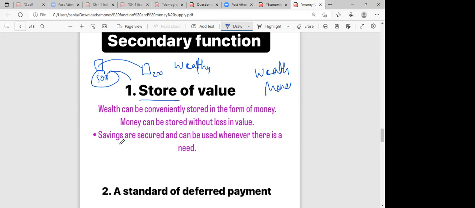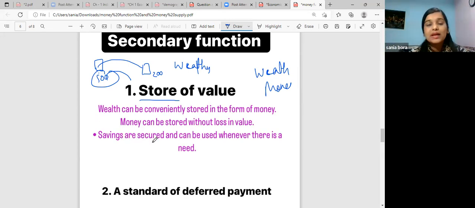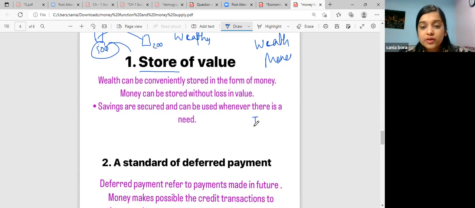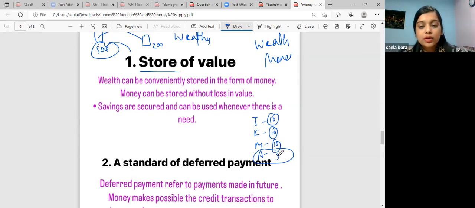Yes. And savings are secured. See, if you are storing money, that means you are saving it, right? So savings are always secured and can be used whenever there is a need. For example, January, February and March. In April, you have your birthday, right? So from January itself, you were saving 10 rupees. In April month, you need it. So you said, okay, I'll be using my savings. So you took 30 rupees from your savings. So savings are secured and can be used whenever there's a need. Whenever you want it, you can use your savings.